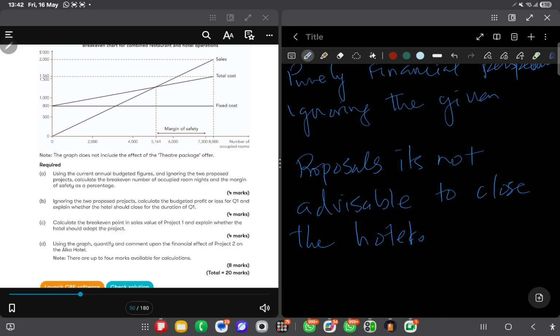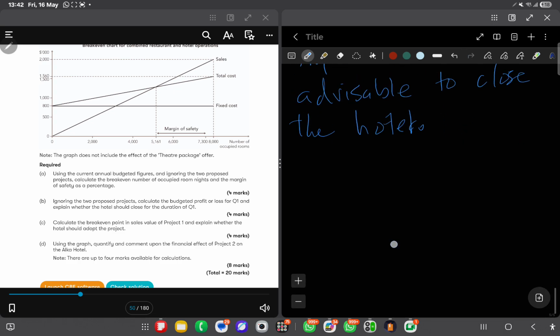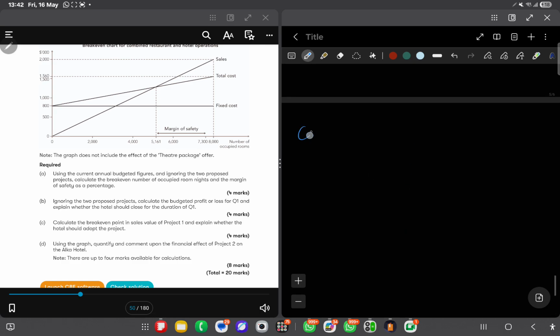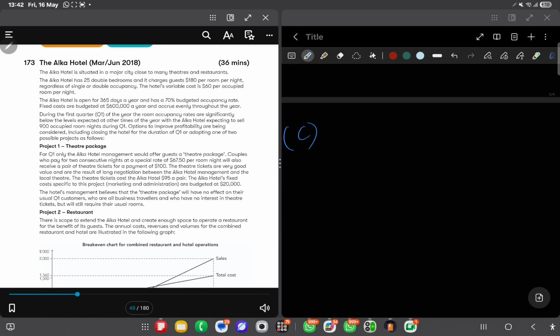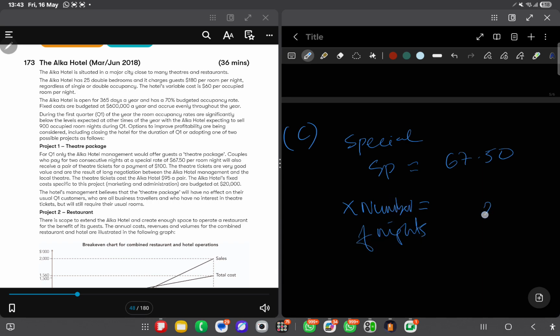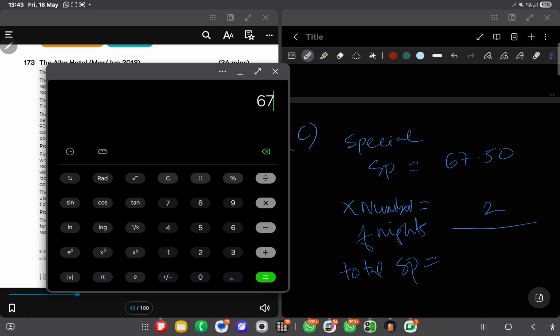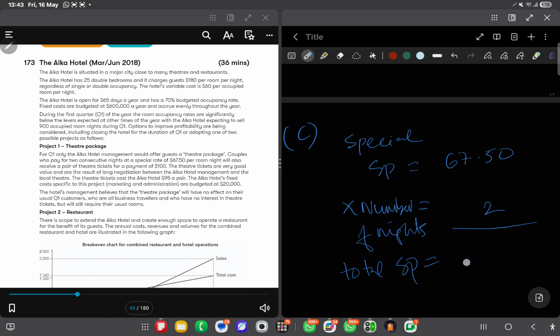Calculate the break-even point in sales value of project 1, explaining whether the hotel should adopt the project. Now when we go to part C, what they are saying is the special selling price of 67.5, but you need to buy this for 2 nights. So the number of nights should be 2, and the total selling price will be 67.5 times 2, which gives you 135.